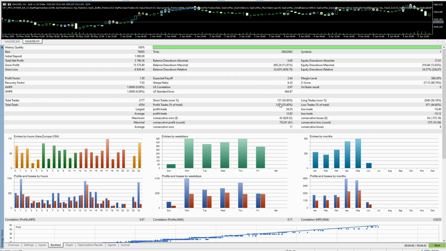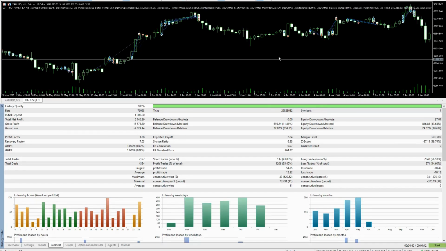This means you'll need to use a broker with low spreads and commissions to maximize real-world profits. Streak analysis: the largest consecutive losing streak was 34 trades, resulting in a loss of $9,375 or 919.